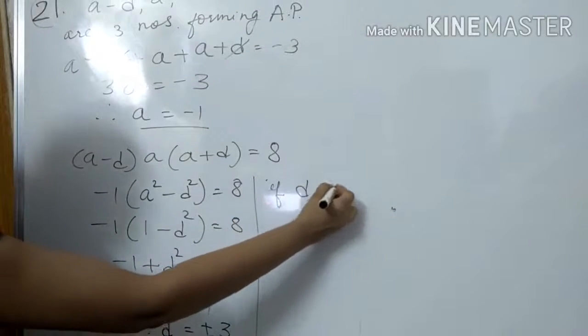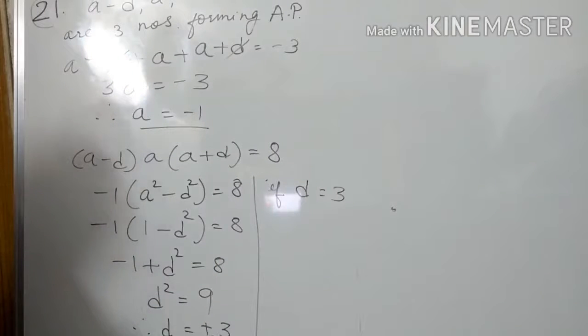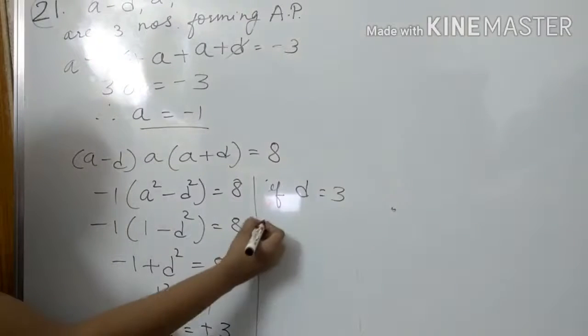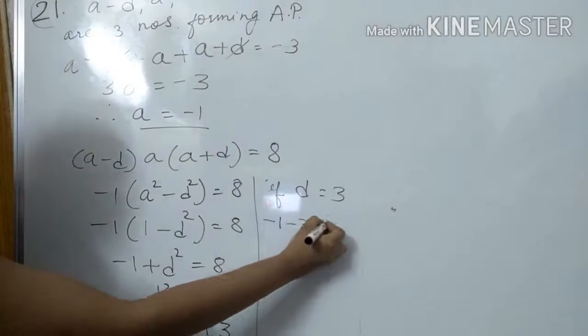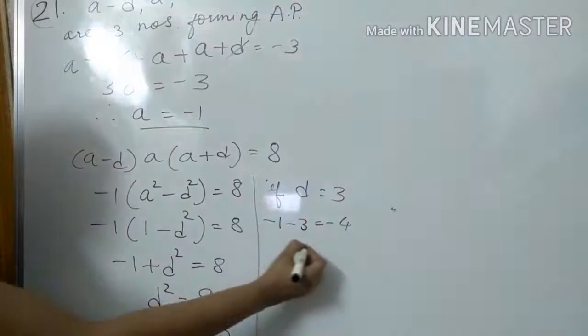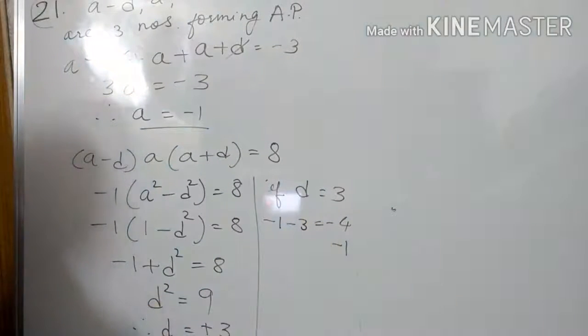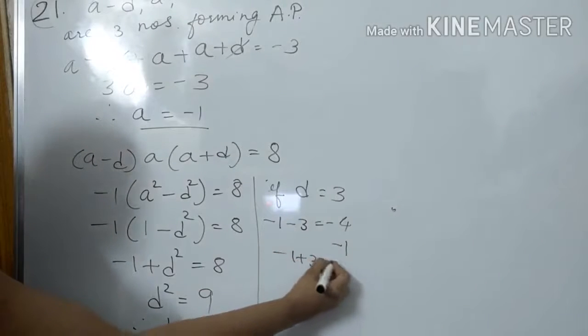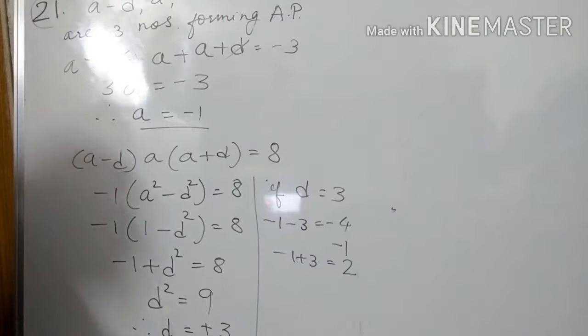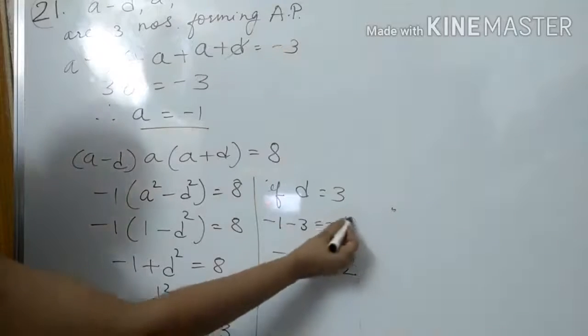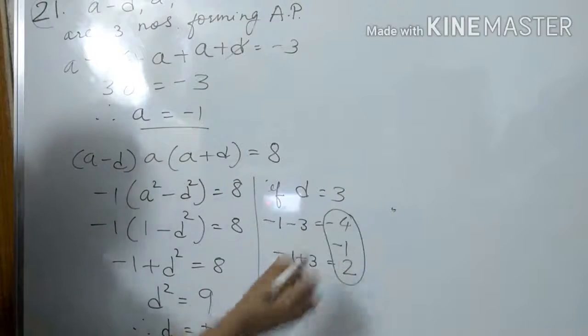So here I have to take 2 conditions. If d is equal to plus 3, then first a minus d. So minus 1 minus 3 is equal to minus 4. Then minus 1, that is a value, and a plus d. So minus 1 plus 3 becomes 2. So here I found three numbers, that is minus 4, minus 1 and 2.